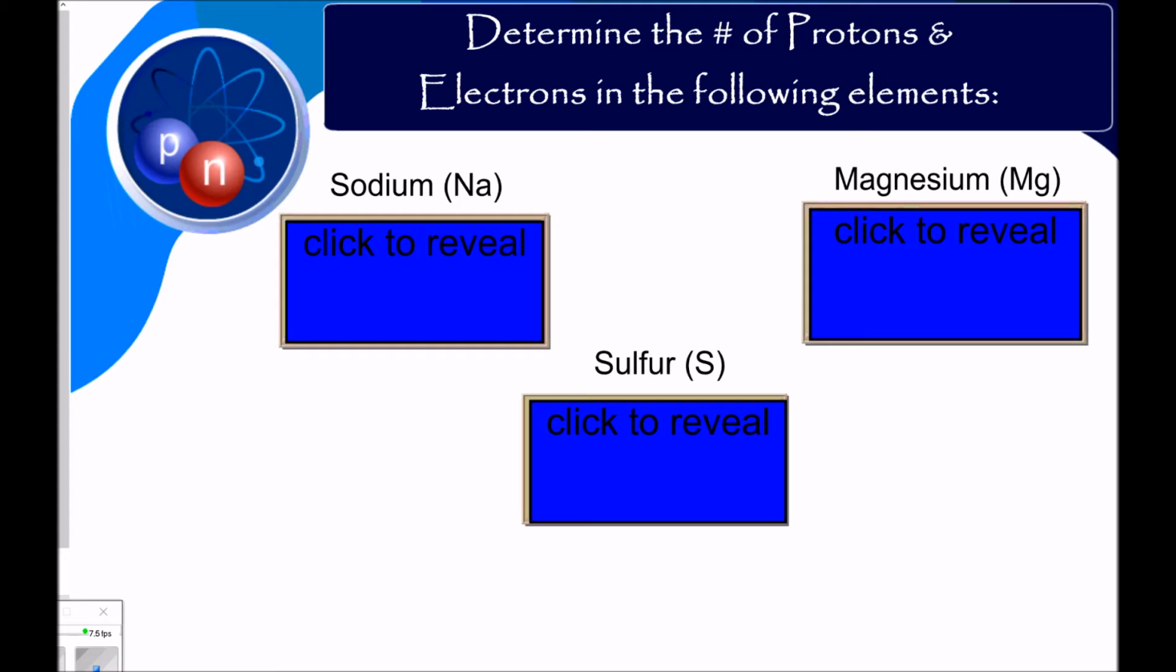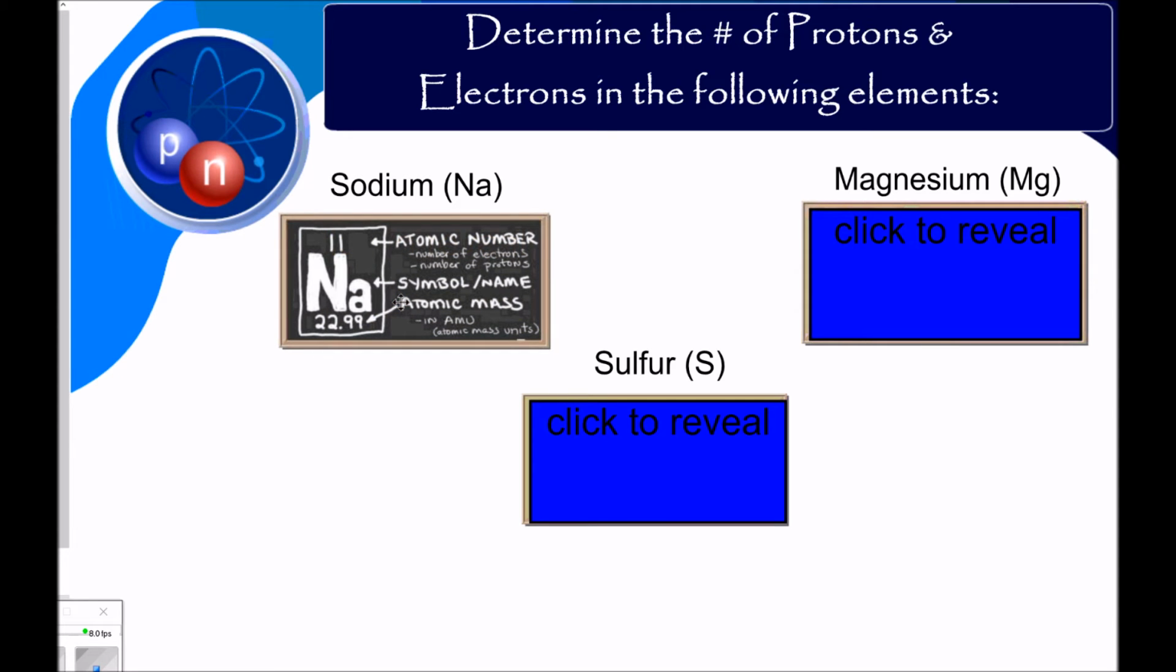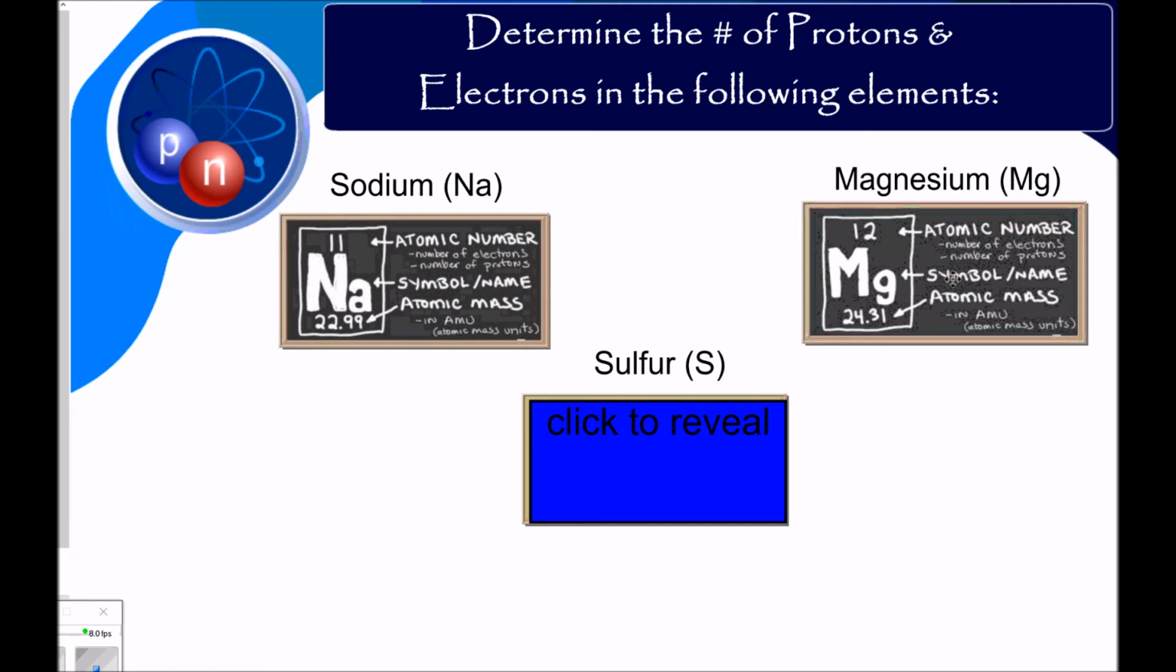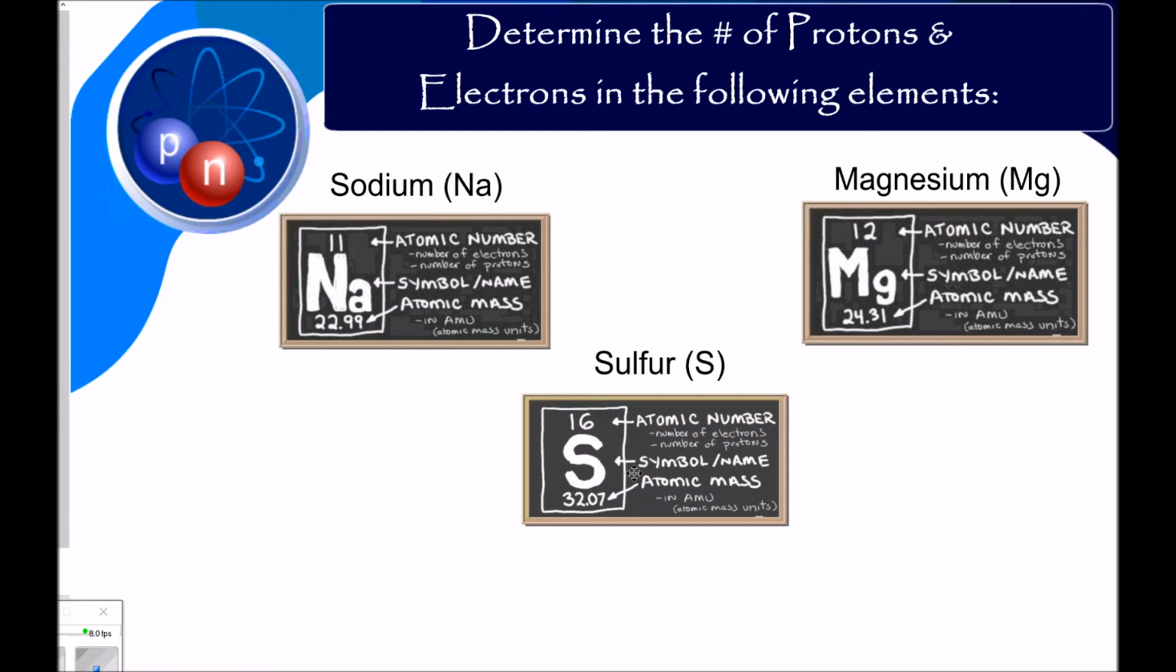Okay, welcome back. Sodium. So sodium has an atomic number of 11, which means that it has 11 protons and 11 electrons. Magnesium has an atomic number of 12. So 12 electrons and 12 protons. And sulfur has an atomic number of 16, so 16 protons and 16 electrons. Again, electrons and protons will be equal in a neutral atom only.